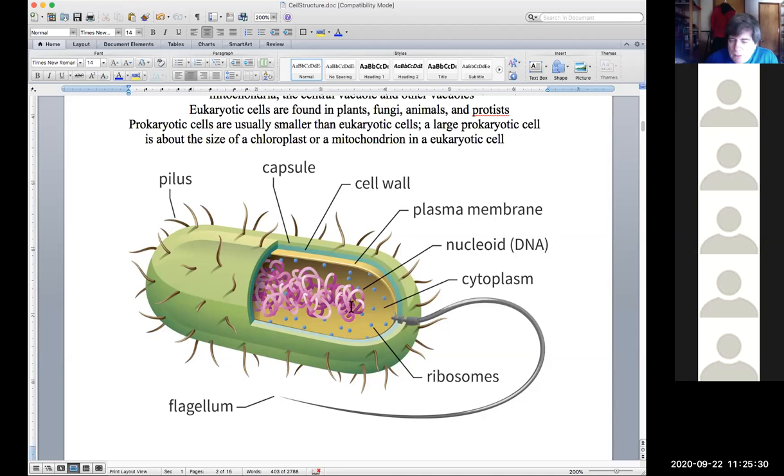So the chromosome is this kind of twisted up purplish thing, and the area of the cell where it's found is the nucleoid. Now, having only one chromosome is unusual. Does anybody know how many chromosomes a person has? How many do you have? Most likely, anyway.